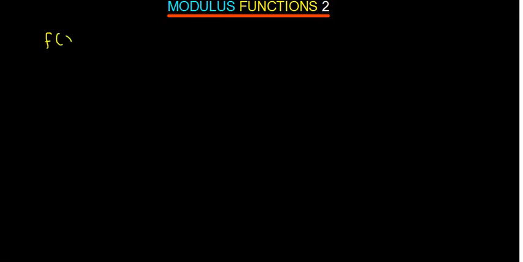So let's say they've given you f of x equal to the absolute value of x minus 1, plus the absolute value of 2 minus x. They've asked you to sketch this function. Now you can see that this function has got two absolute bars. So for you to be able to sketch, you need to redefine the function.